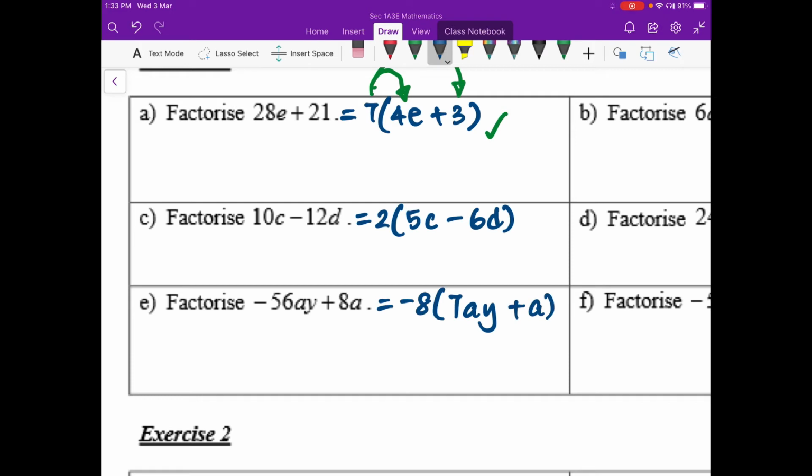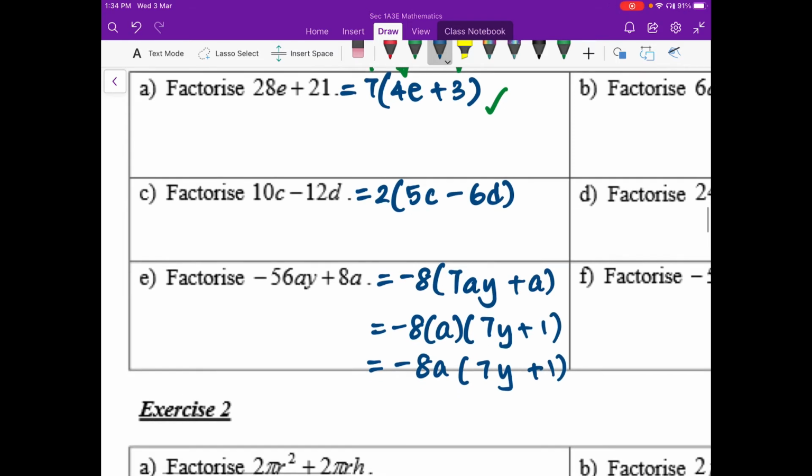And you check back in the bracket. Oh, there's another common factor of a. So you need to factorize that out as well. So negative 8 and then another a. Within your bracket now you have 7y plus 1. In summary, our answer is negative 8a(7y plus 1).